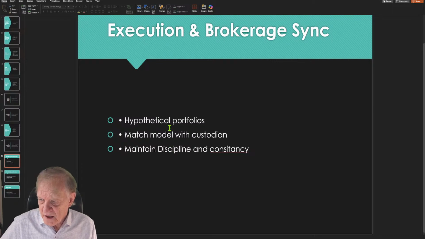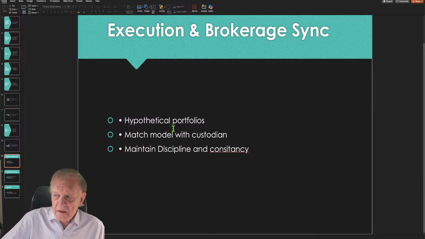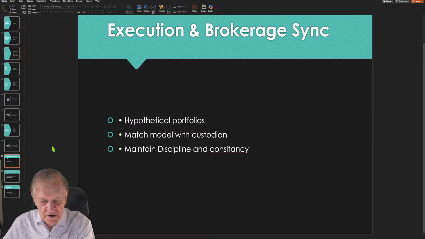Execution, yeah. So this is going to be big. I suspect virtually every slide that I have here will end up being a presentation at some stage.